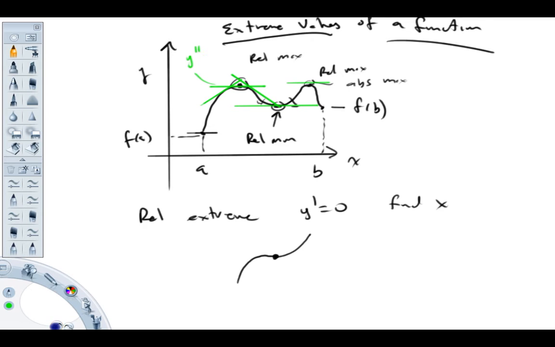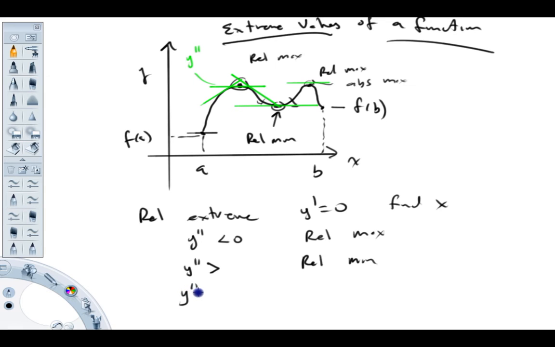Let me see if I can summarize this all up here. To find relative extreme values, you set your first derivative equal to 0 and solve for x. You typically then check it against the second derivative. If your second derivative is negative, you're looking at something like this, where the slope is decreasing, and what you have found is a relative maximum. If your second derivative is positive, the slope is increasing. That's like here, where the slope goes from negative to 0 to positive, and you have found a relative minimum.